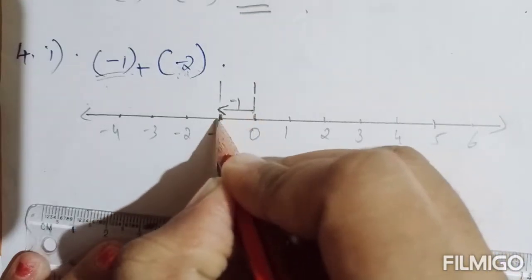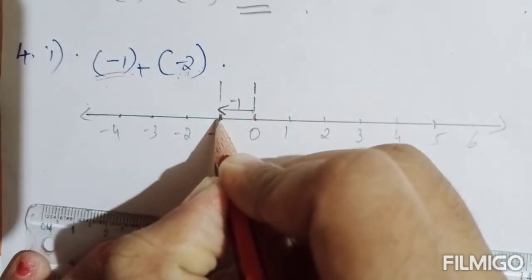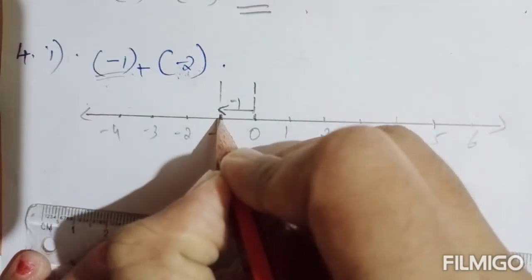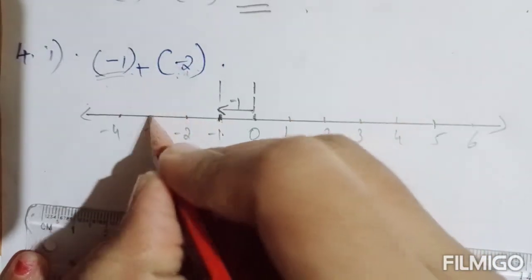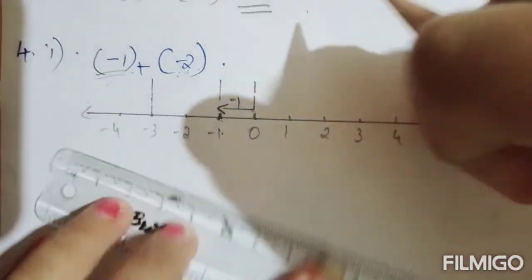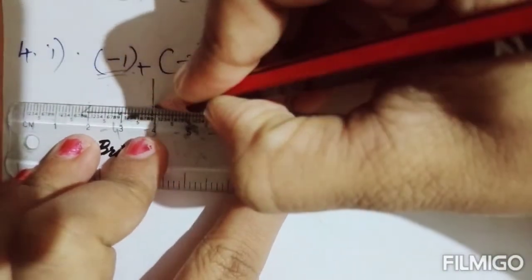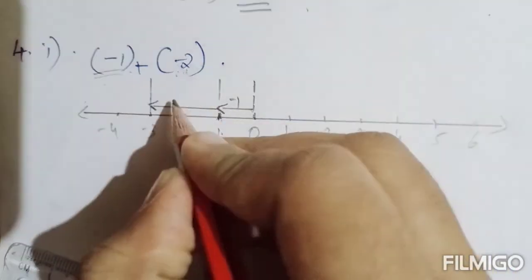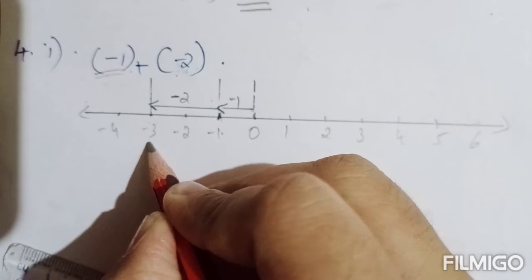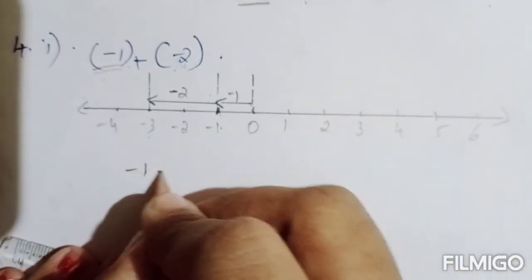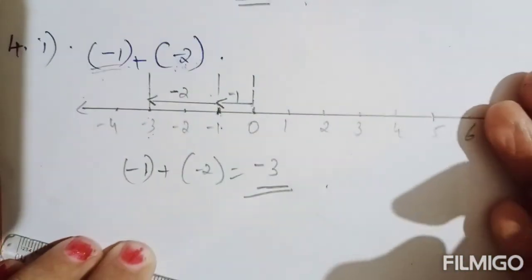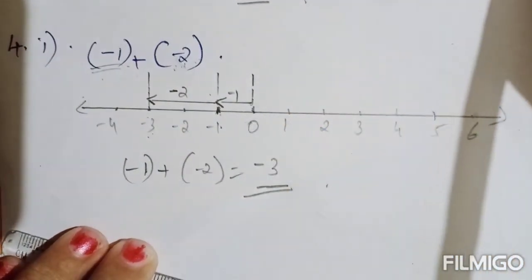Now from minus 1 you again move 2 units to the left. So 1, 2. You will reach at minus 3. Okay, so again you can draw an arrow mark like this. This is minus 2. Okay, so the final answer, where we reach at last, is minus 3. So minus 1 plus minus 2, the answer will be minus 3. Okay, this will be the answer.